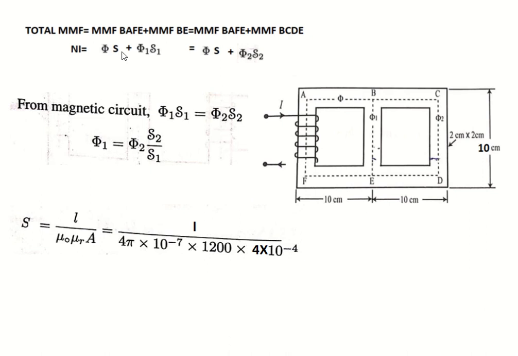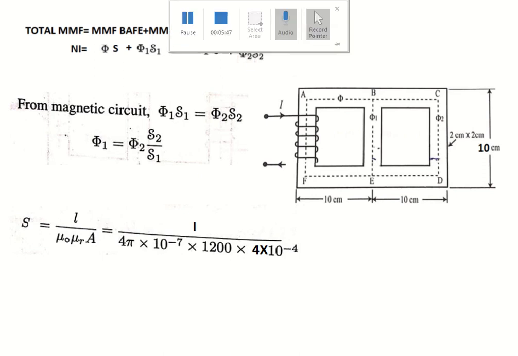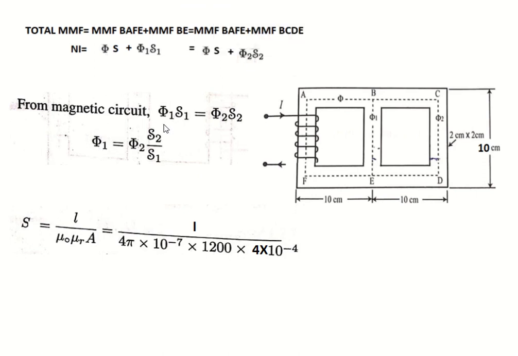Phi is unknown, S is unknown, phi 1 is unknown, S1 is unknown. 4 parameters you need to find. We are having the data to find these parameters. So how will you find phi? Phi is obtained once you get phi 1 and phi 2. Phi 2 is a known value. Phi 1 you are going to find out from this equation. So phi becomes phi 1 plus phi 2.